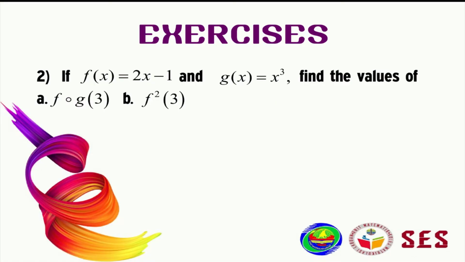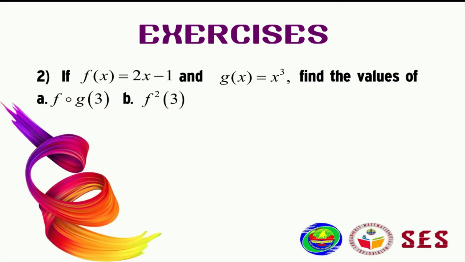So welcome back. Alright, so we will continue with question number 2. Suppose that we have f(x) = 2x - 1 and g(x) = x³. Find the values of (f∘g)(3) and (f∘f)(3).